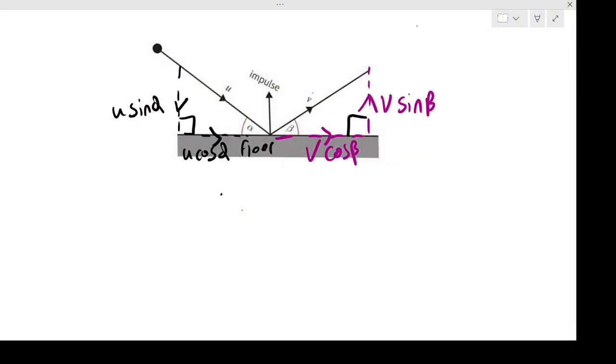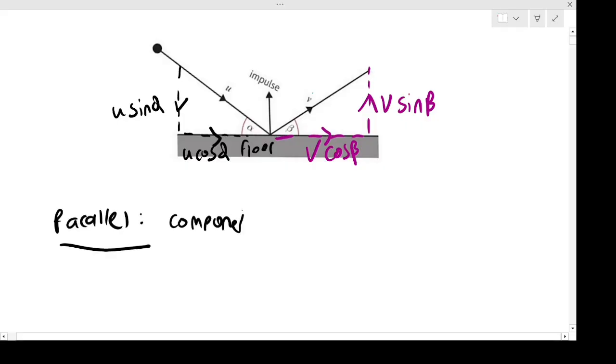Right angles to the floor, right? So we can basically classify this as parallel and perpendicular components, okay? And so why do I bother emphasizing that? Well, it turns out that when it's parallel, the components are not changed.